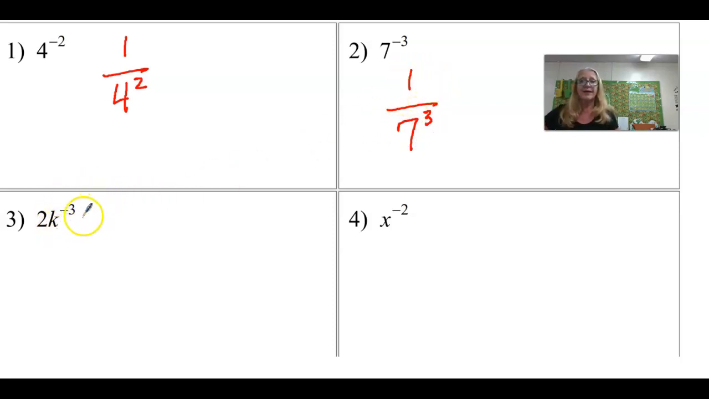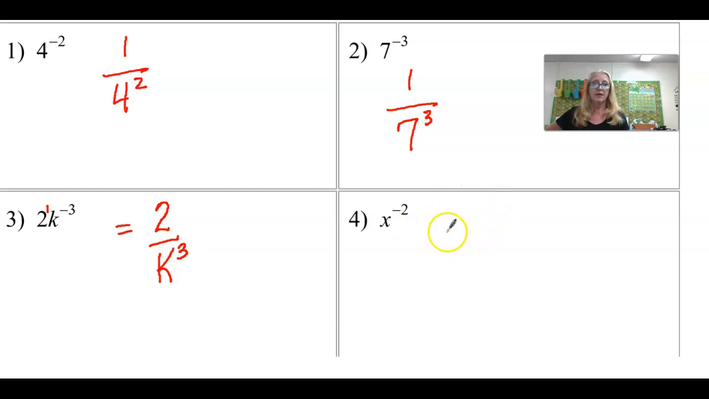Now here, k is to the negative 3 power, but the 2 is not. The 2 doesn't have an exponent, so it's positive 1. So what we do when we fix this, the 2 stays where it is because it's positive. It's good there. Only the k needs fixed, so only the k goes to the bottom. Over here, we only have the 1 number, so 1 over x to the 2nd power.